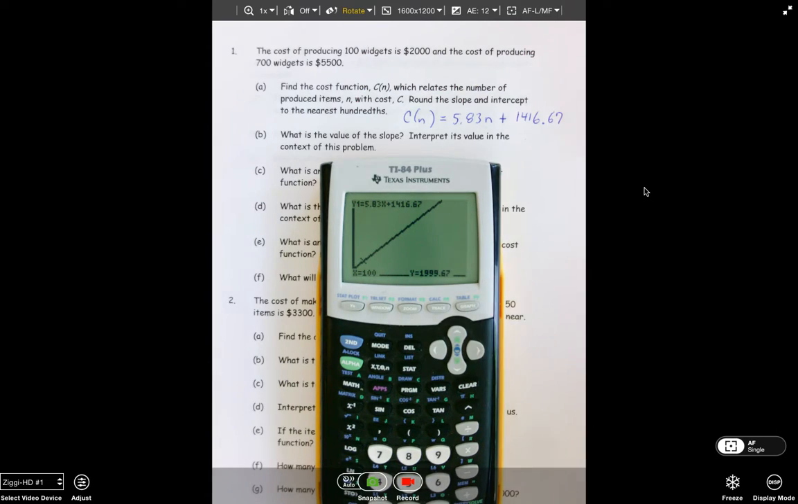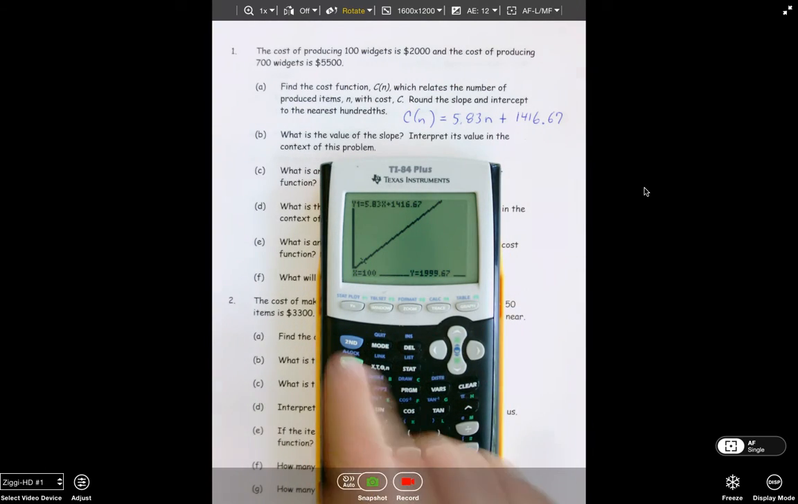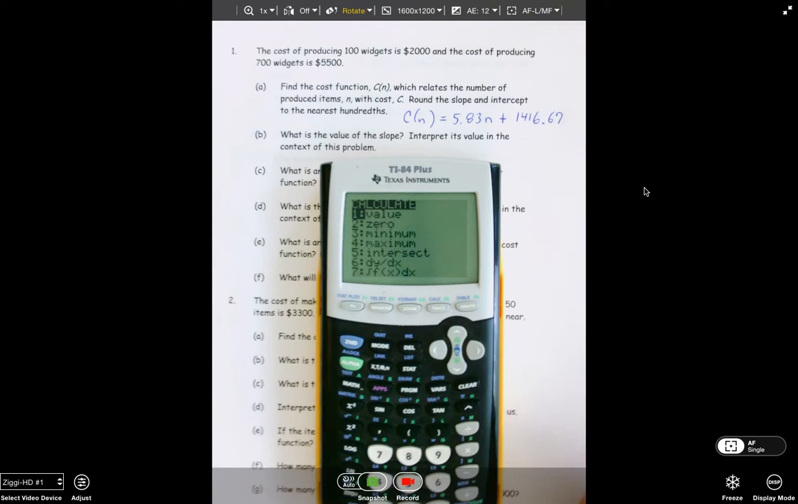Now, the reason it's not perfect is this 5.83 was not my slope. My slope was 5.833333 on and on. But the problem said round to the nearest hundredths, and that's what we did. The intercept is not 1416.67. It was 1416.666666 on and on. So that's why we're off a little bit here. Guys, we can do that again. Go second function calc, go value. And when we put in 700, we should get something very close to 5,500, which we do. Okay, now let's go ahead and work this.